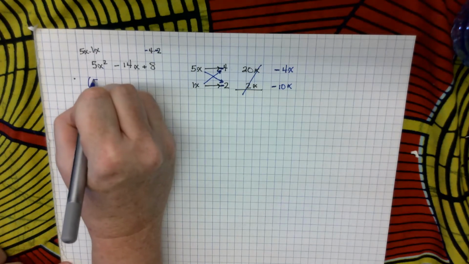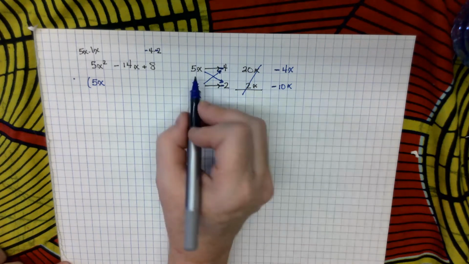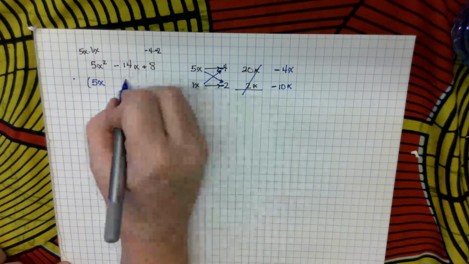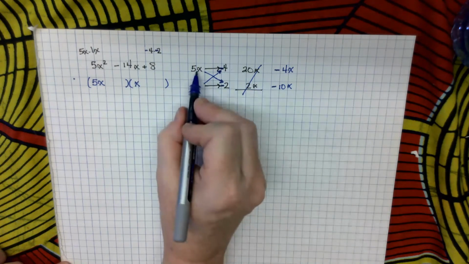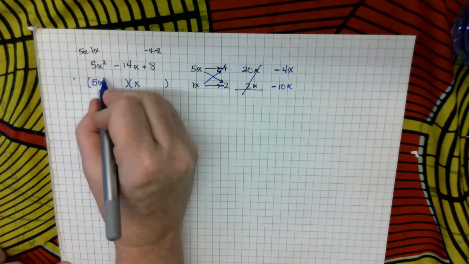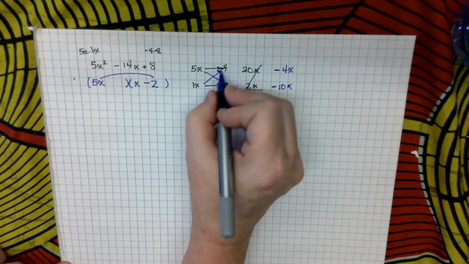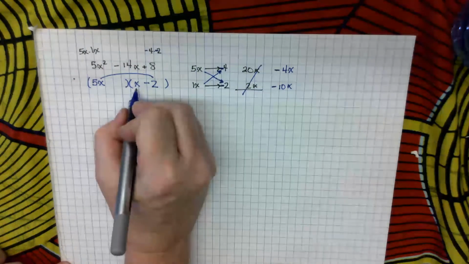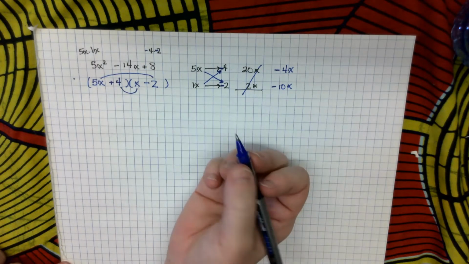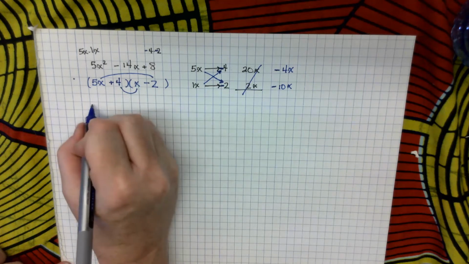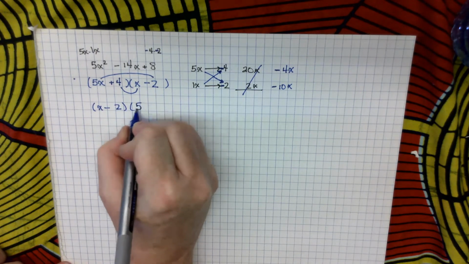So I've got 5x, and in my other bracket I have 1x, and 5x is being multiplied by negative 2, so 5x times negative 2, and my 1x is being multiplied by 4, so 1x times positive 4. Okay, so that's my answer, or x minus 2 times 5x plus 4.